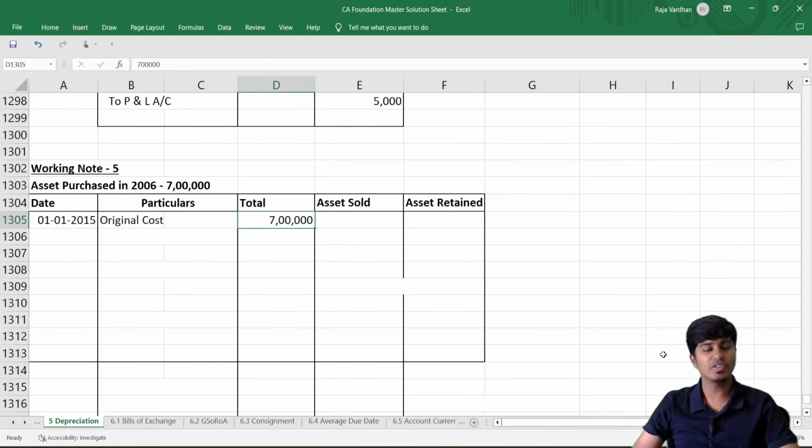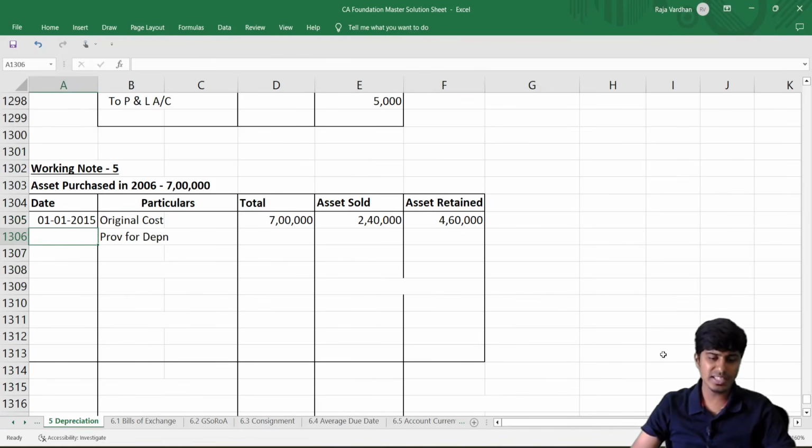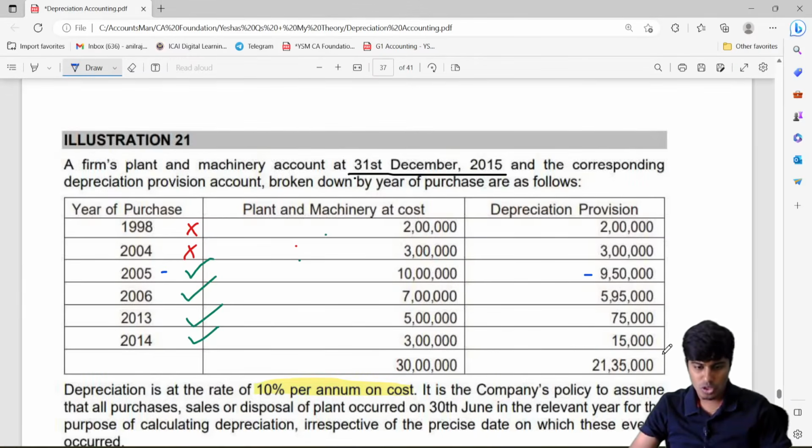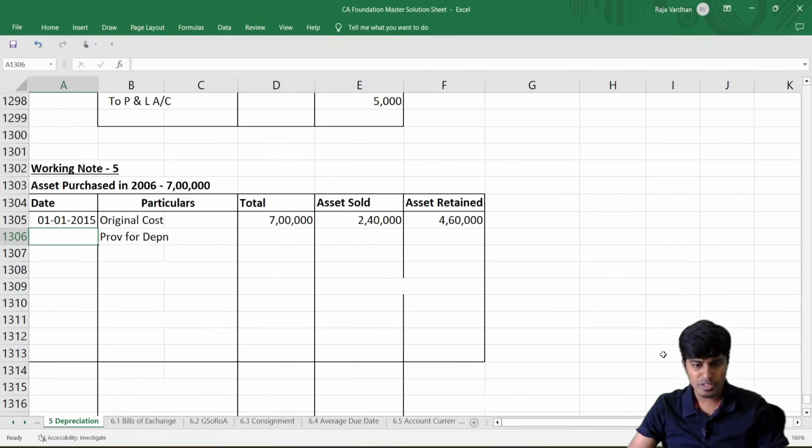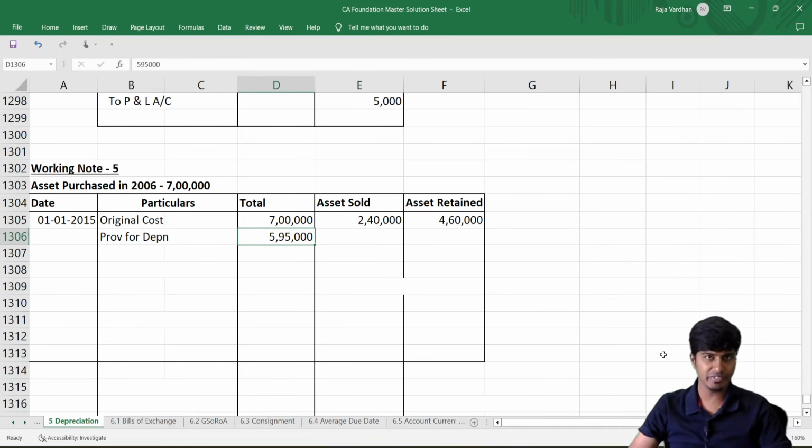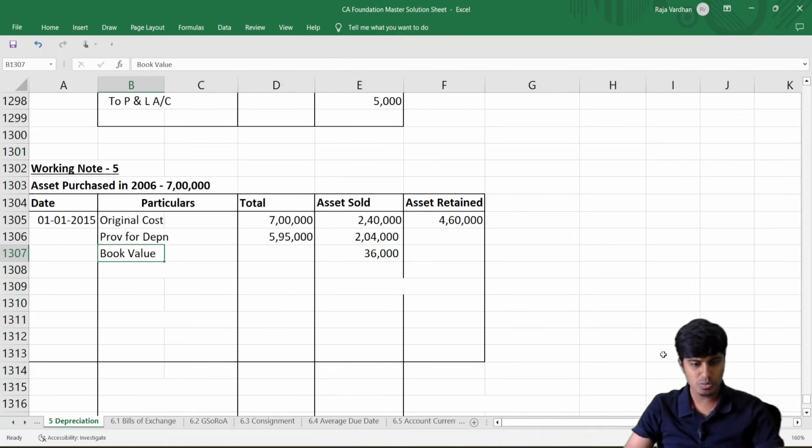1/1/2015. Original cost of the asset is 7 lakh. So we split into 2 parts: 2,40,000 and the balance is 4,60,000. On this asset, there is provision for depreciation to the extent of 5,95,000. This again has to be proportionately divided. 5,95,000 into 2,40,000 by 7 lakh would give us 2,04,000, leaving us with book value of 36,000. Similarly, I would do 5,95,000 into 4,60,000 by 7 lakh. That would come to 3,91,000, leaving us with book value of 69,000.